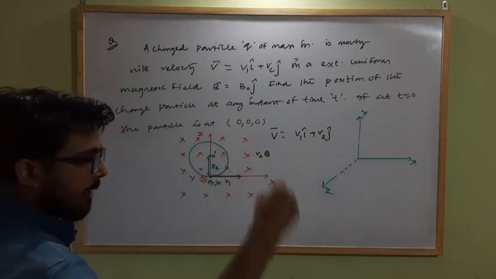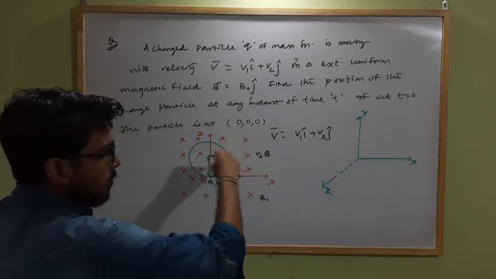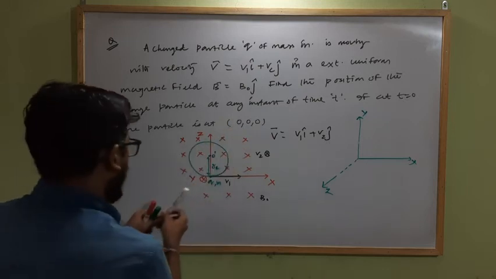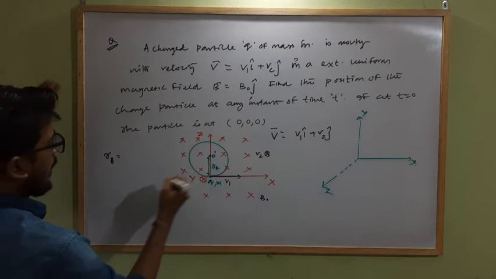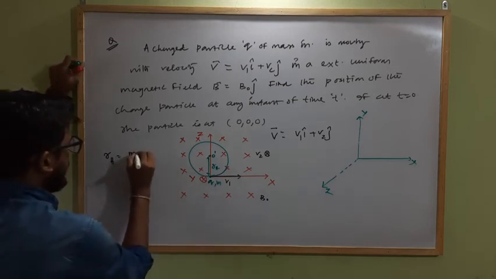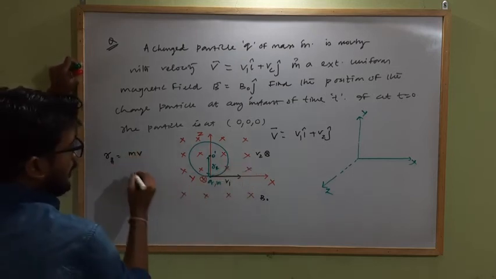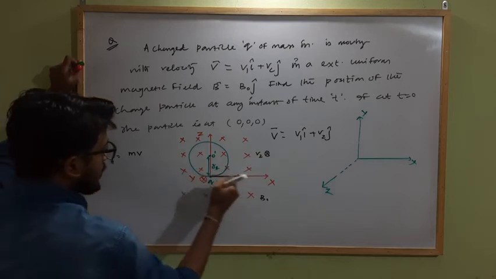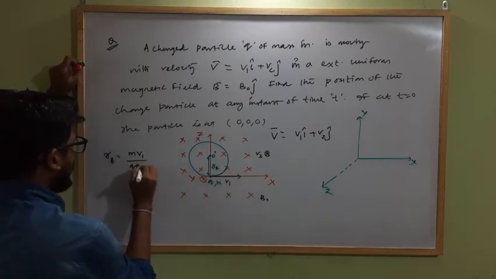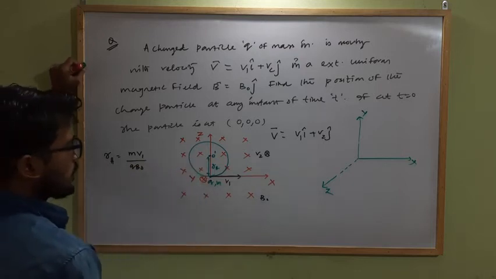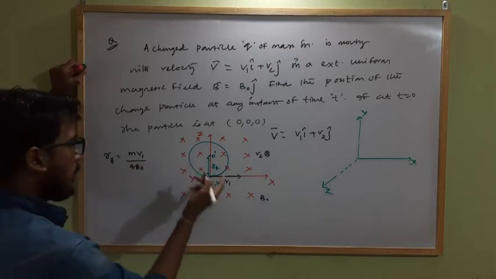So here is a circle, and this circle is moving into the plane due to the component V2. So the path will be like this. Into the plane it is moving like this, keeping the RH constant. What is the RH? Radius of the helix. RH will be equal to m V1, this is the radius r due to V1, divided by q B0. This remains constant.